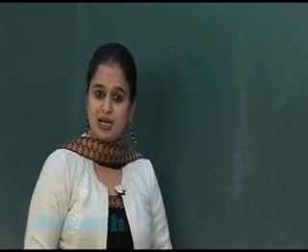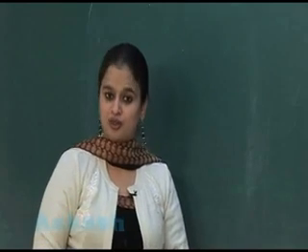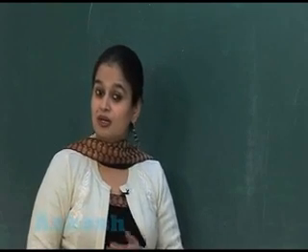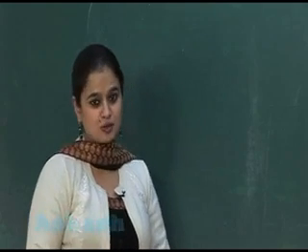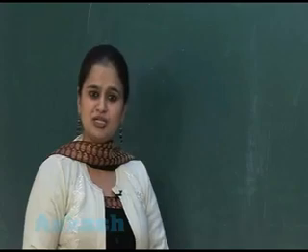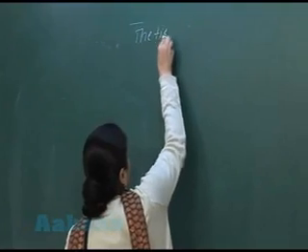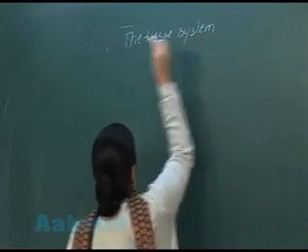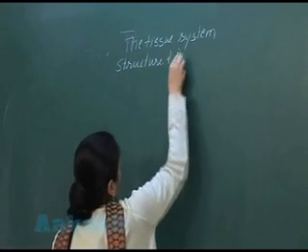In the previous class, we have studied the types of the tissue system on the basis of origin and the components which are present in it. But now we are going to study the types of the tissue on the basis of structure and position, that is location. So we are going to start with the tissue system on the basis of structure and location.